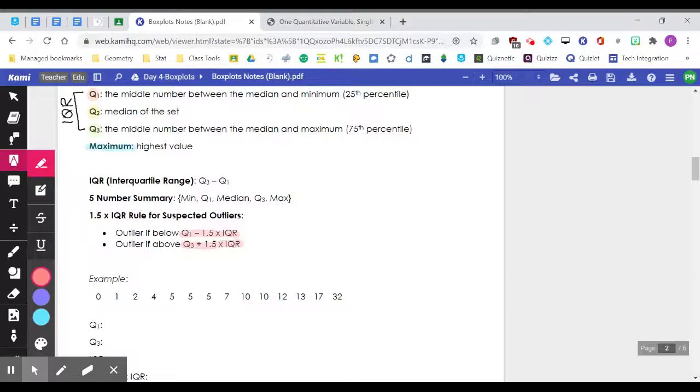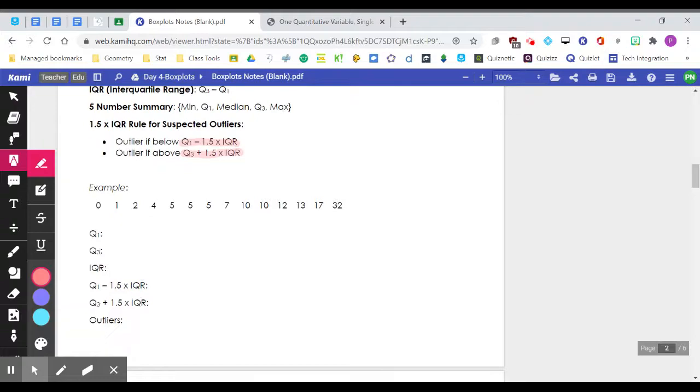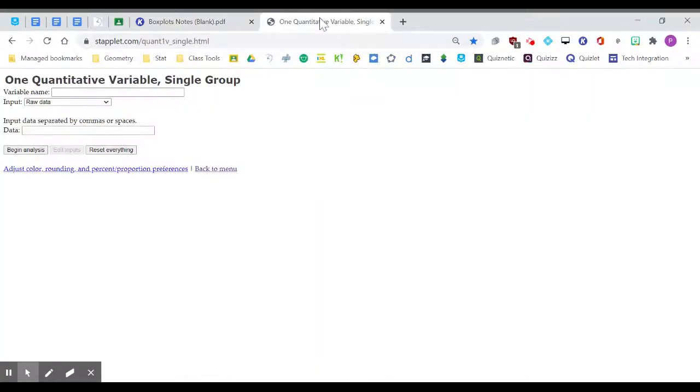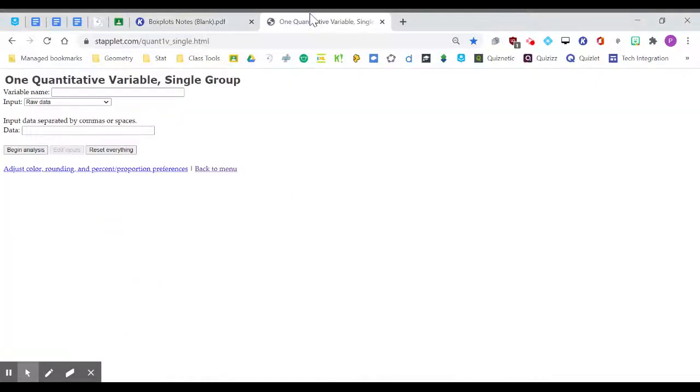All right, so attached to this video, you should have access to the Staplet app, which we've been using for our other graphs that we were doing a few days ago. So I'm going to go to my select tool, and I have the website opened already. So I'm just going to go over and copy all of these, and I'm going to paste them in.